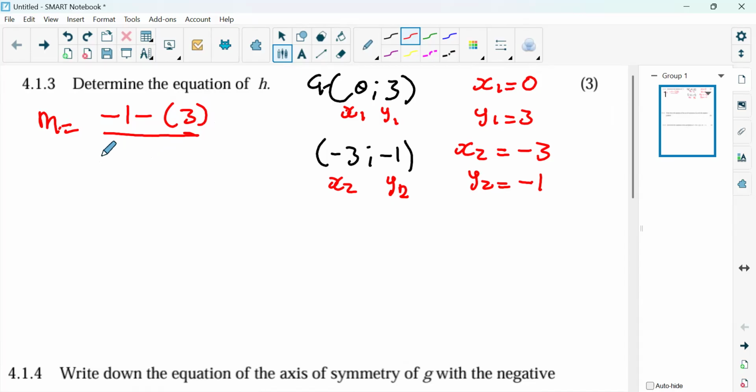Now, what is our x2? Our x2 is negative 3. It's negative 3 minus open bracket. Our x1 is 0. It's 0. Okay, now we're going to take this and type it in our calculator.